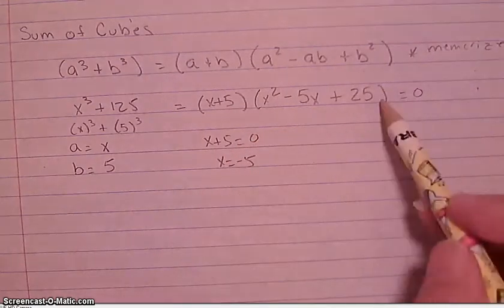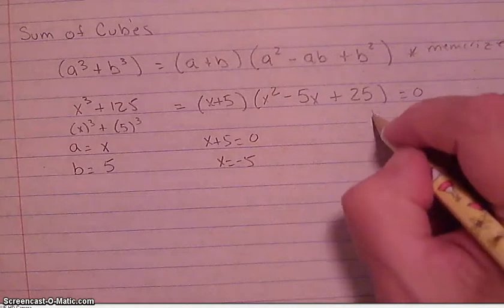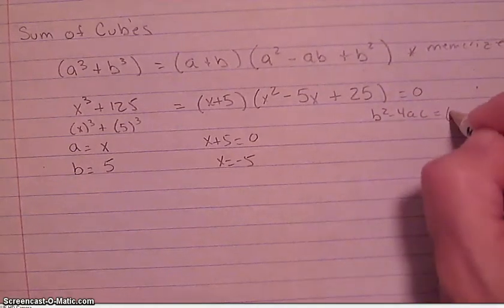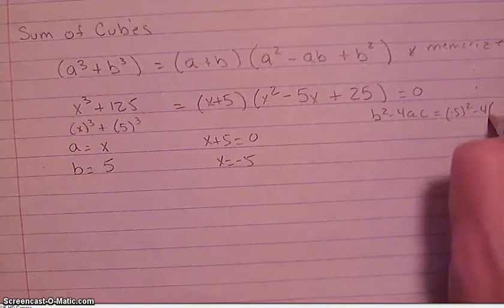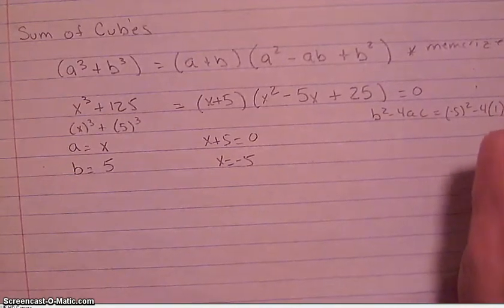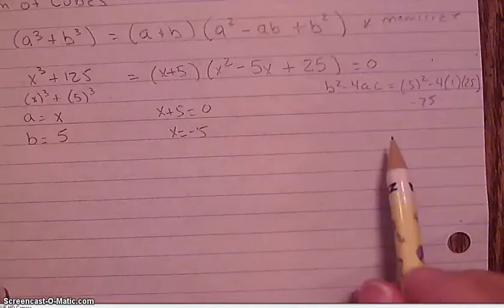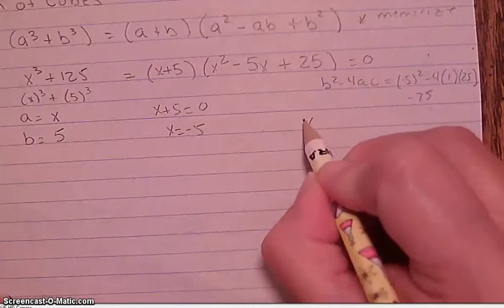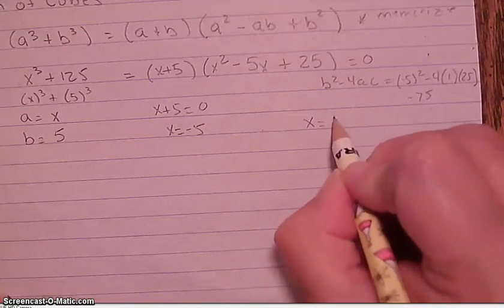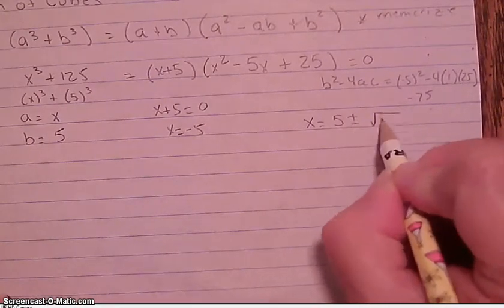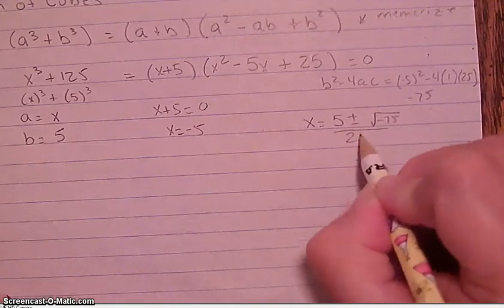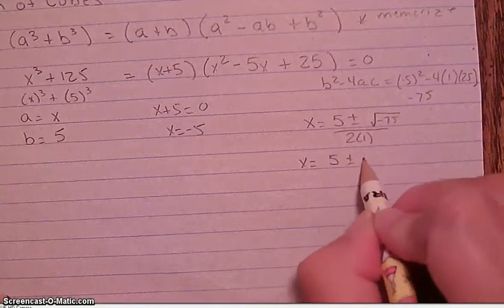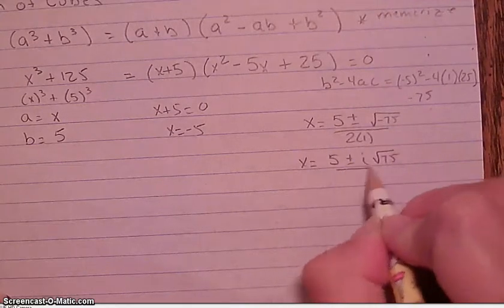And now I have this quadratic that I need to use the quadratic formula on. So if I start with b squared minus 4ac and solve, I would put negative 5 squared minus 4 times 1 times 25. Okay, so we do the math, and I get that this is negative 75. So then I wind up using the quadratic formula, x equals negative b, so it would be positive 5 plus or minus the square root of negative 75 all over 2 times 1. Okay, I know I can't have that negative. x equals 5 plus or minus i radical 75 all over 2.